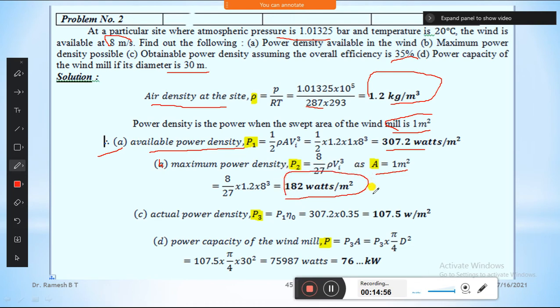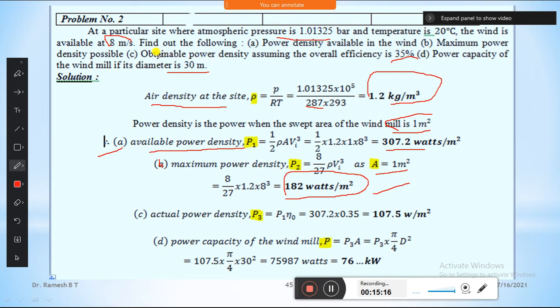This is according to the Betz equation, because we already know that according to Betz law, the efficiency is nearly 59.2 percent, so that we will get a maximum power. But actually it won't, because the actual efficiency is less than that, so we will get less power.